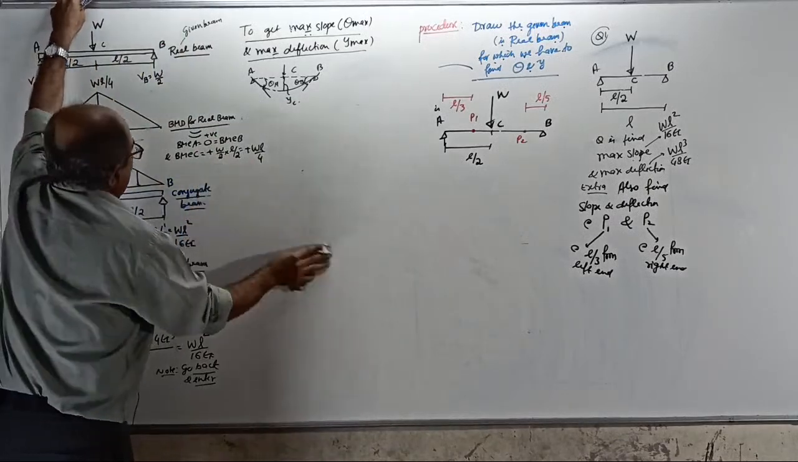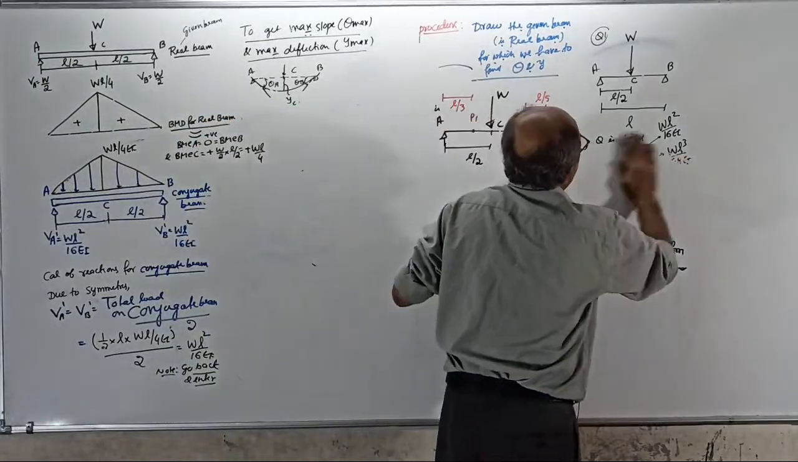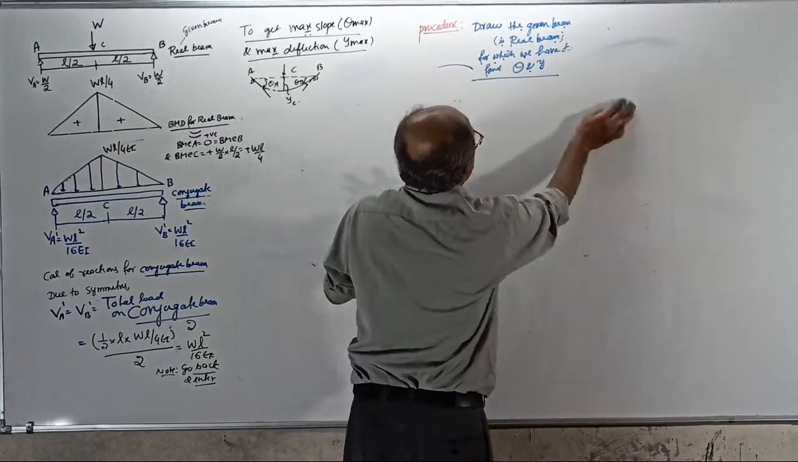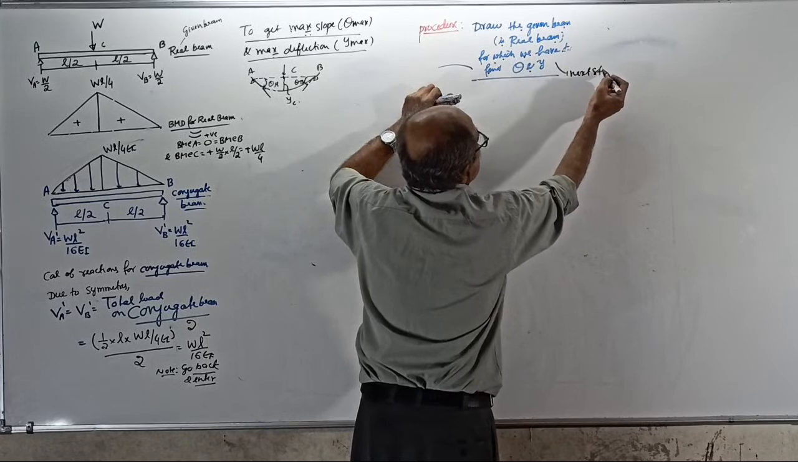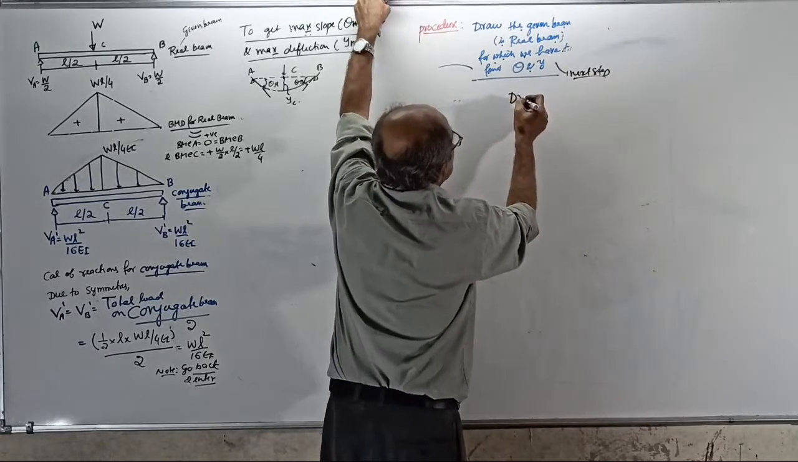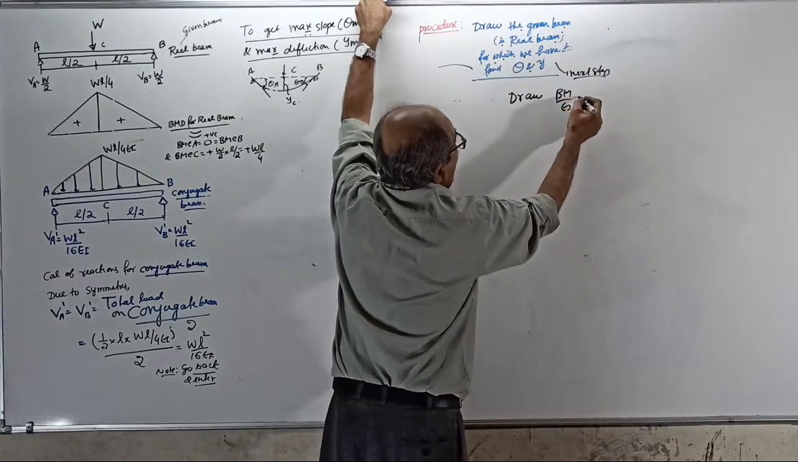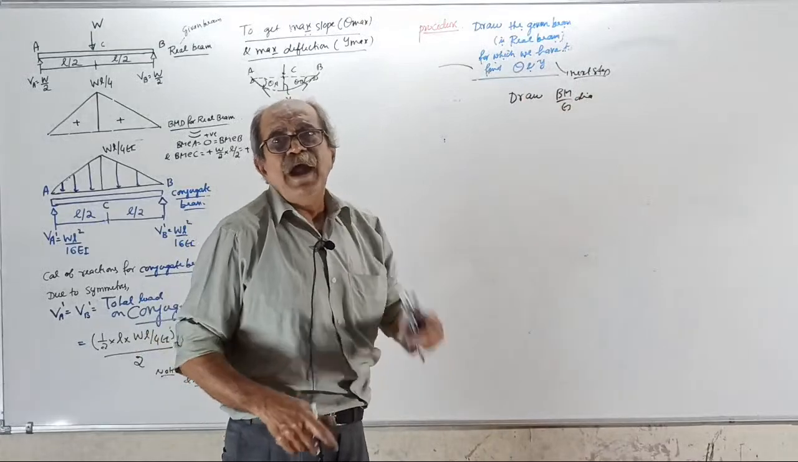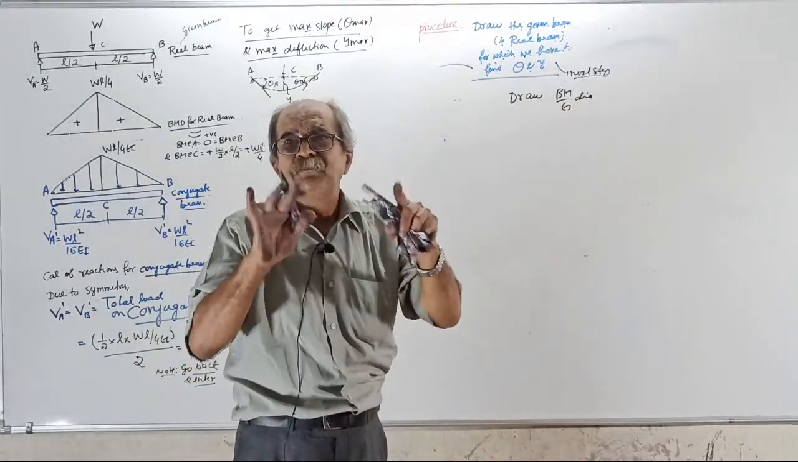Okay, leave it. Now, next step, I will write here. This all I will remove now. I will continue the procedure. Next step: draw the BM by EI diagram. Whatever BM you got, divide the ordinate by EI and draw the BM by EI diagram.